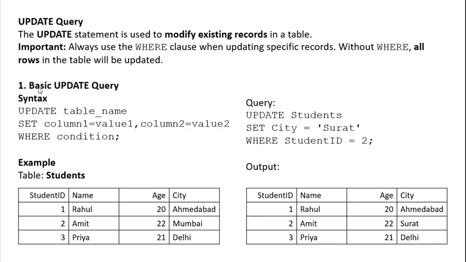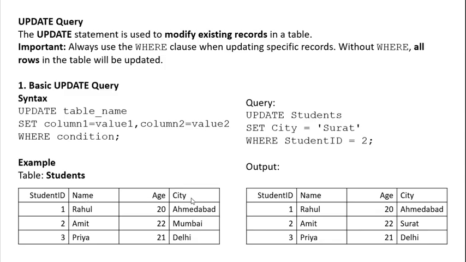First is the basic update query. The syntax is UPDATE table_name SET column = value, comma, column2 = value2, WHERE condition, and the semicolon. Suppose a student table has three records and four columns: student_id, name, age and city.